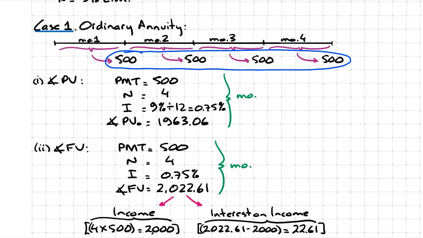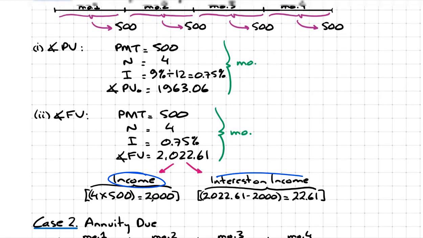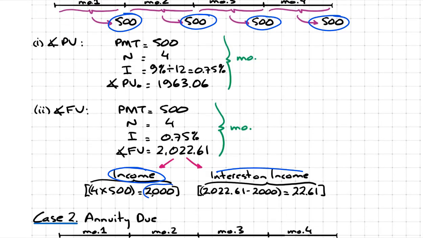But notice now that we can break this down into 2 components. We can break it down into the income and the interest that we earned on the income. First of all, the income is as follows. We were getting $500 per month for 4 months. So if you're just looking at the income and nothing else, that just works out to $2,000.